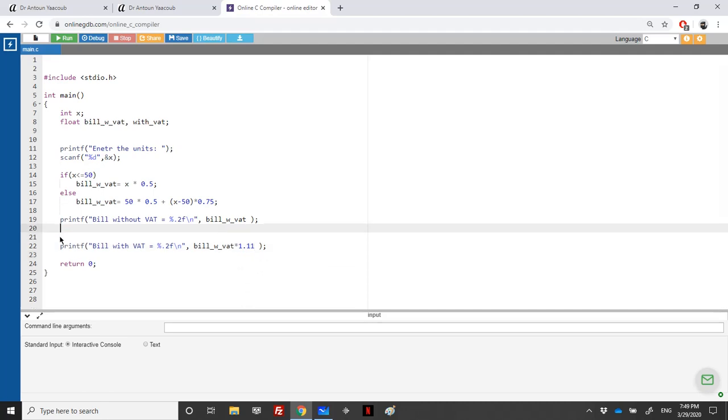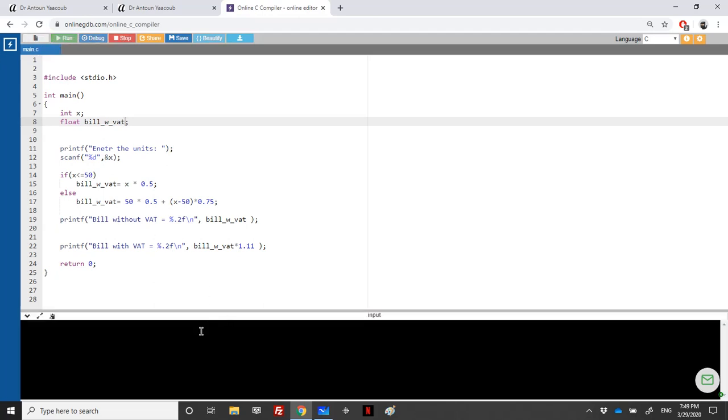So I will remove this and try to run this program with the example that was available in the book. We'll enter 149. So the amount without VAT is equal to 99.25, which is right, and the amount with VAT is equal to 110.17, which is right also. So this is for this exercise.